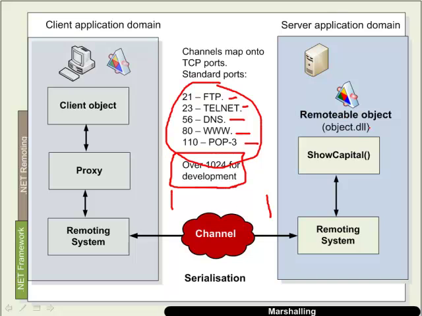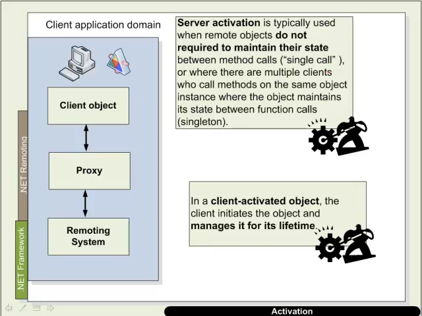So we now need some way to activate this DLL. And as we've seen, the two types of activation are server and client activation. The client controls the lifetime of an object, whereas with server activation we either use a singleton or a single call. The single call is used when the object is activated, we get our results, and then it is deleted. With a singleton, we maintain the state between function calls.